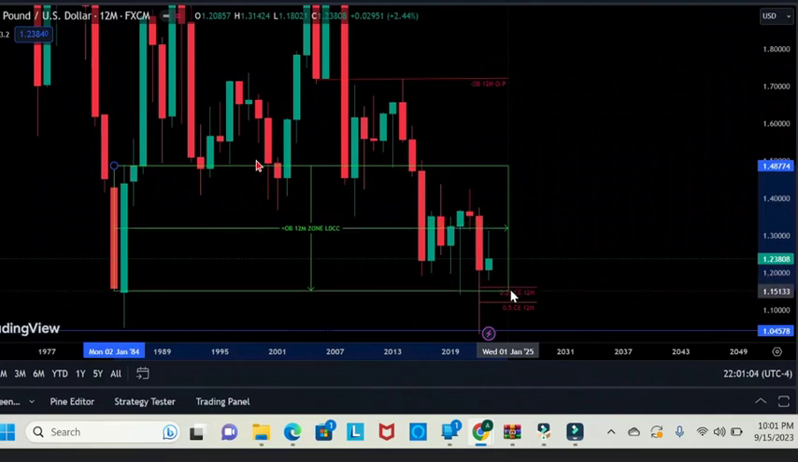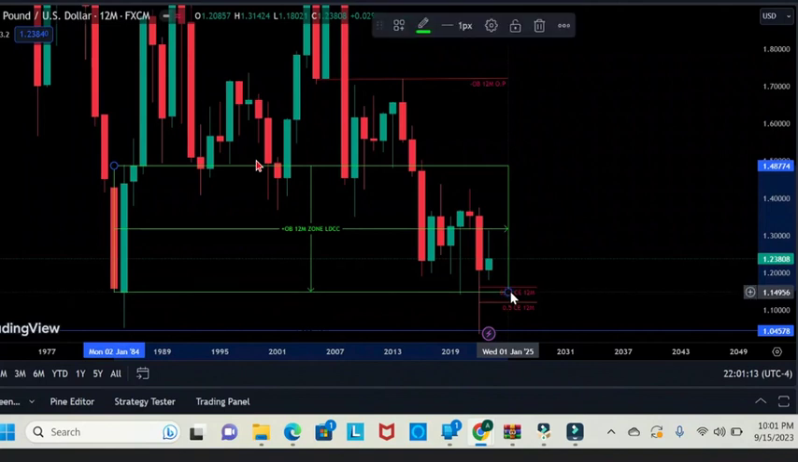Where's the opening price at? That's the closing price. Where's the opening price of the last down close candle? Where did it open at?